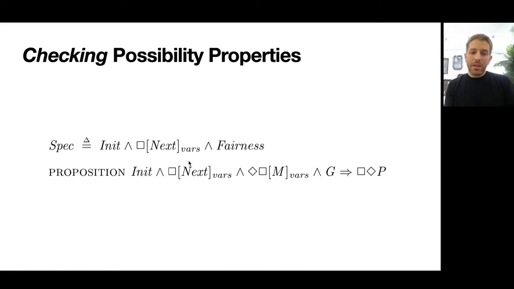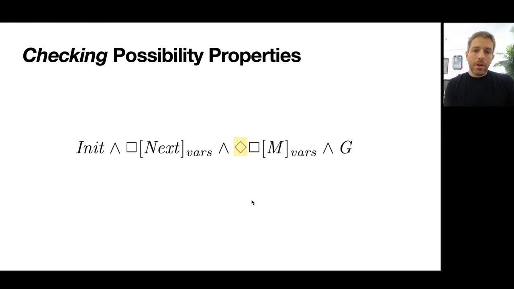While the spec is given as a canonical formula, the proposition isn't canonical. We have a conjunction with another temporal subformula. But unlike the previous example, we have this diamond operator here. But we can get rid of it. It means that at some point, the M action starts occurring, restricting the next action. So we can recreate the same effect with an additional variable and another fairness condition.